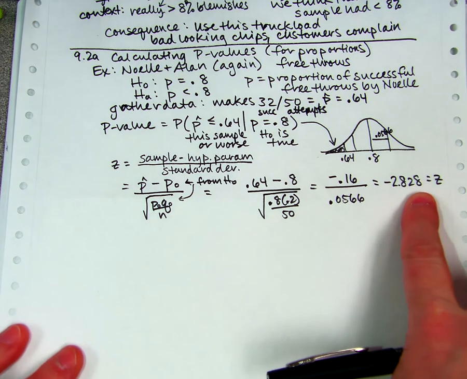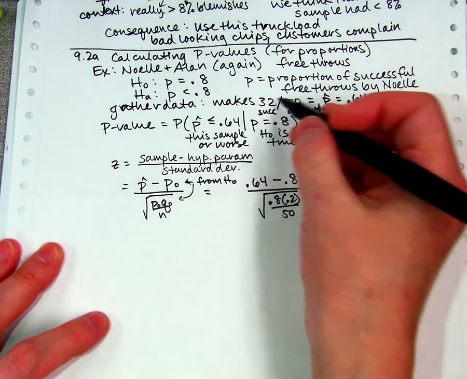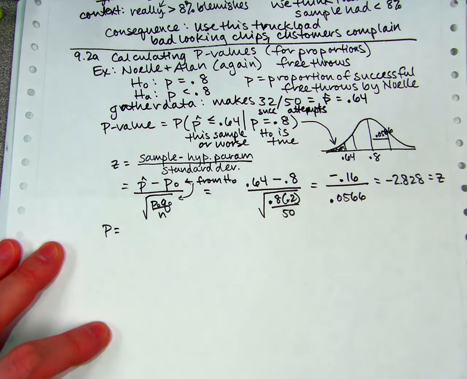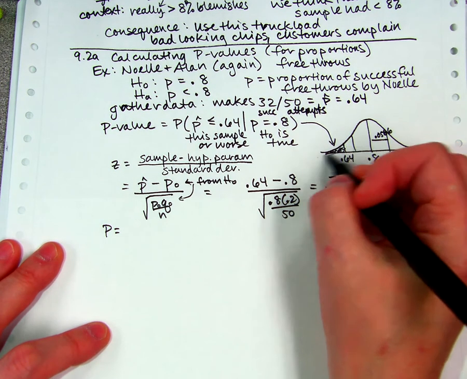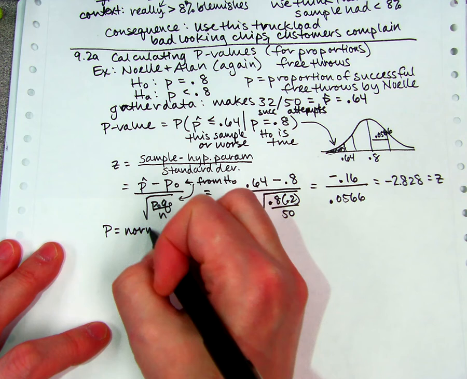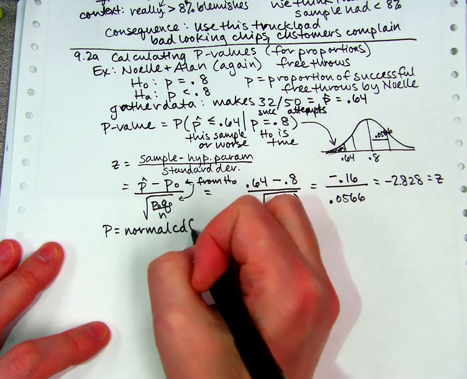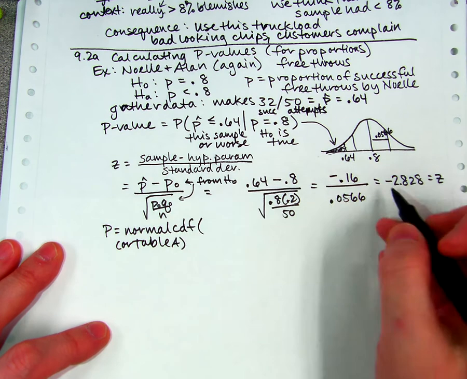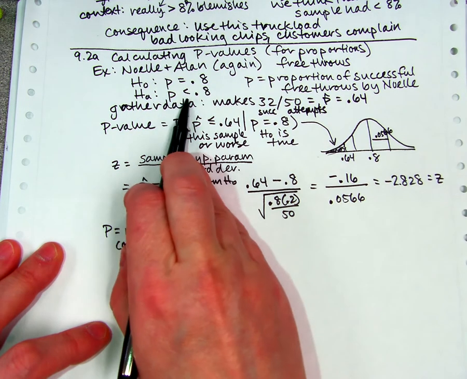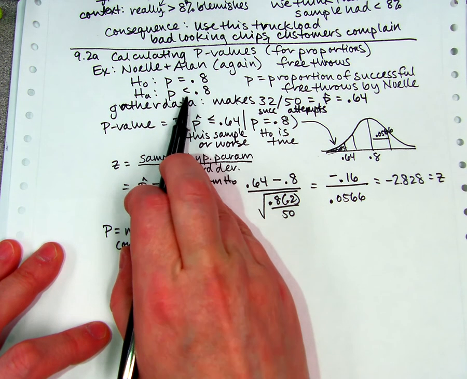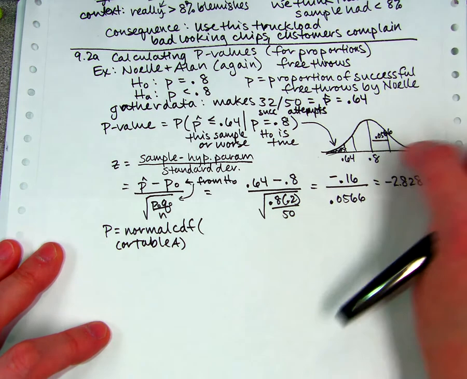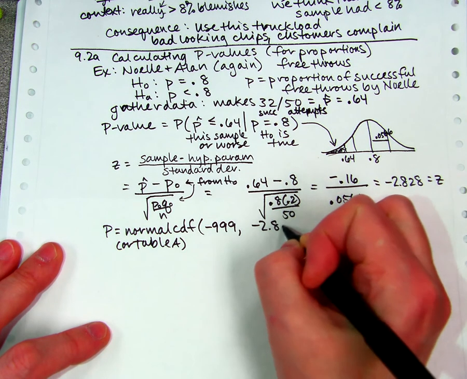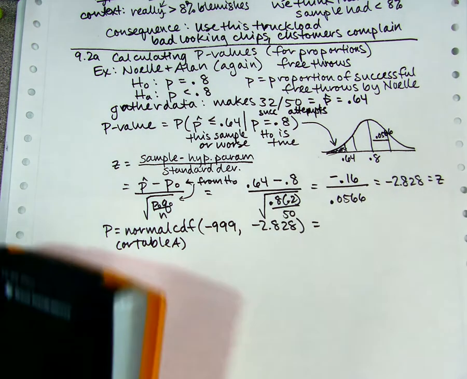I can see that this is going to be significant, and that's because 32 is less than what we used before, which was 35. Find the p-value. The p-value is the probability of getting this much or lower. So that would be a normal CDF, where you could use table A if you like table A better. And we want to go this much or lower, and that's because this is a less than in our alternate hypothesis. If we were going greater than, we would have to go the other way. But I'm going to go negative something big and negative 2.828.